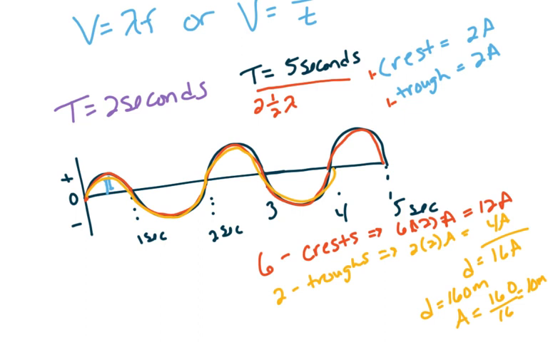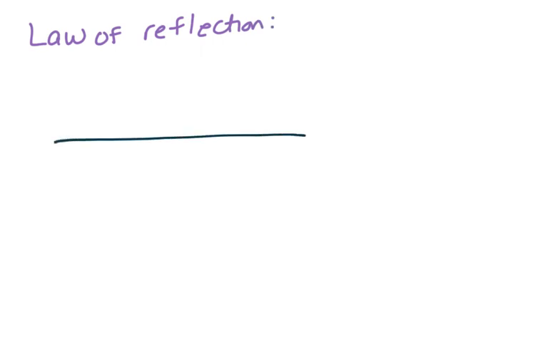Okay, then I'm going to move on to law of reflection. Just really briefly on law of reflection. It's going to be off from a solid surface. You're going to have your light ray come in to the surface. You have to draw a normal, and a normal is perpendicular to the surface.